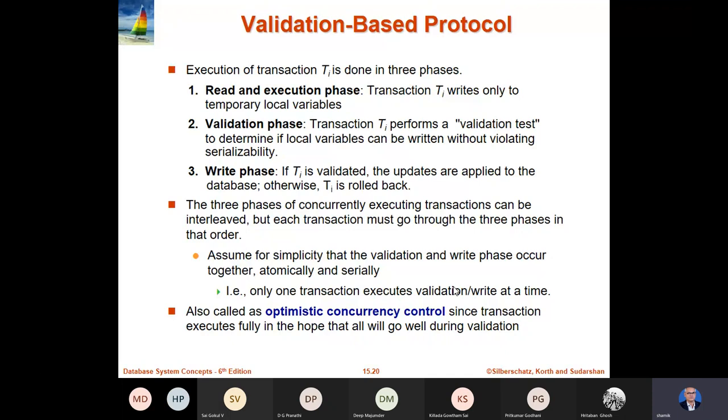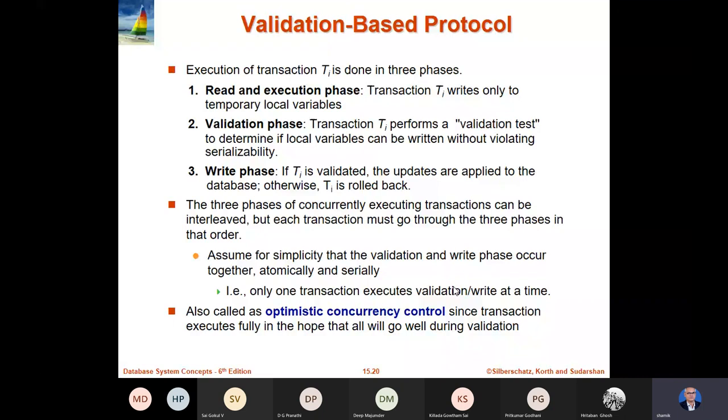So we had locking based protocols, then timestamp based protocols, and now validation based protocol. Now what it does is that execution of transaction Ti is done in 3 phases. First is the read and execution phase. Transaction Ti writes only to temporary local variables. In the validation phase, transaction Ti performs a validation test to determine if local variables can be written without violating serializability. And if the validation is passed, the updates are applied to the database. Otherwise, Ti is rolled back.